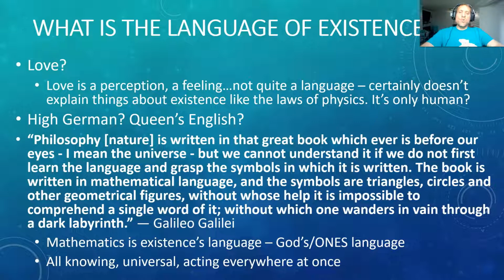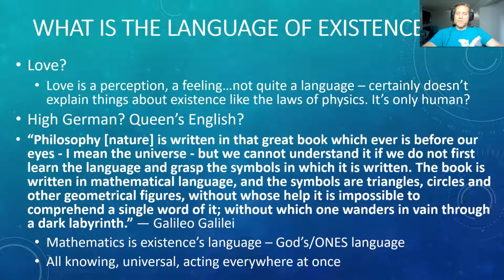It's God's or one's language. It's all-knowing, it's universal, it's acting everywhere at once. And remember, this is simply to say that mathematics, ontological mathematics, is existence's language, simply because existence has to be rational. It has to be logical, because you have a choice. You want a rational existence or an irrational existence. If existence was based on irrationality, the planets wouldn't follow their paths around the sun. Your car wouldn't work from day to day. Your laptop or your computer would spontaneously transform into an elephant or something. You know what I mean? So existence has to be rational, and that's simply to say it's mathematical, because mathematics is the language of rationality. It's really as simple as that.